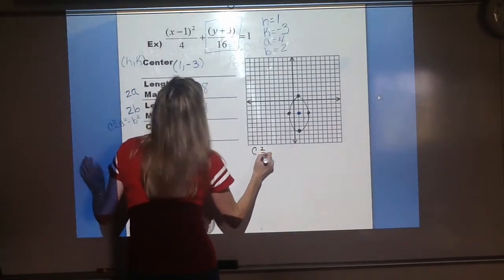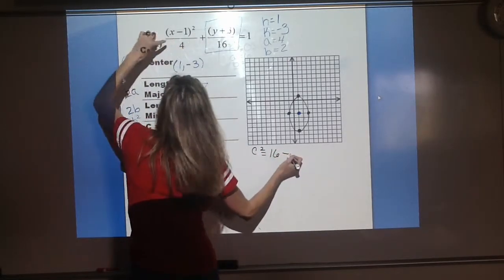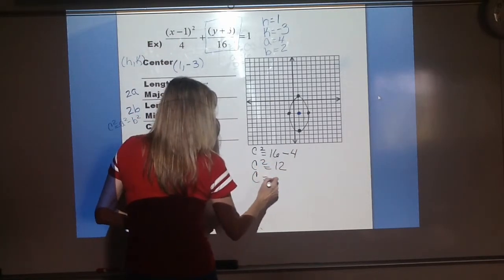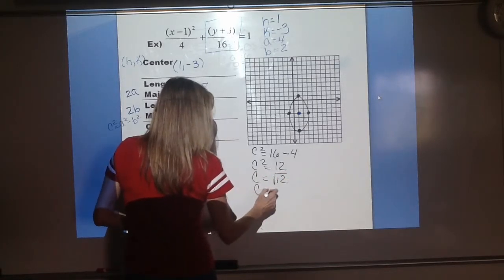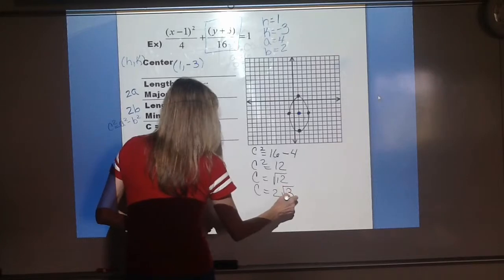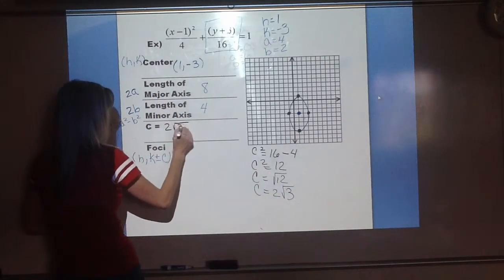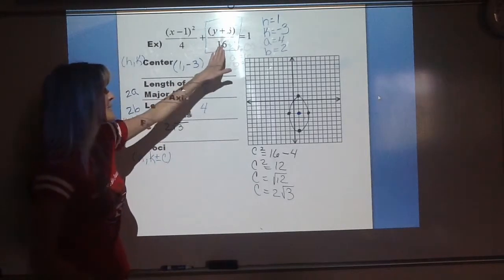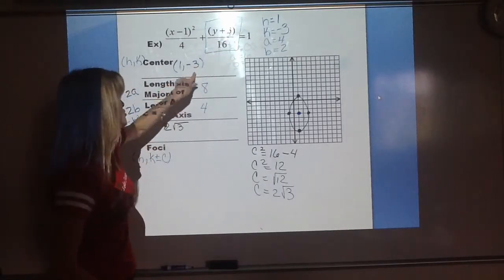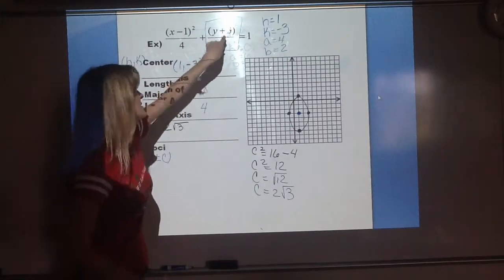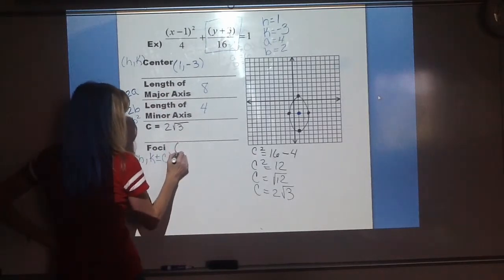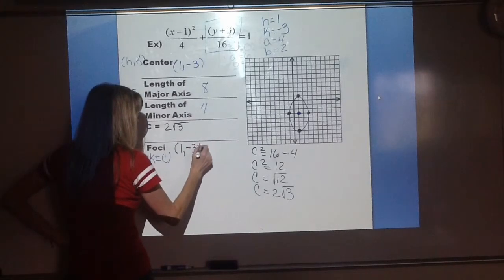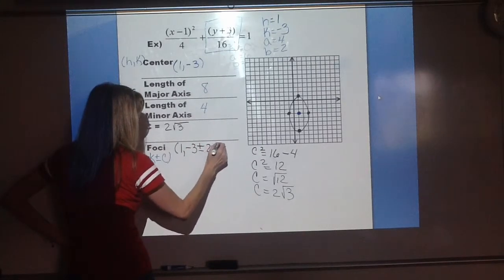Okay, so for my C, I'm going to use this formula. C squared equals A squared, which is 16, minus B squared, which is 4. So C squared equals 12. C equals the square root of 12, so C equals 2 square roots of 3. My C is always added and subtracted from wherever my major axis is, right here. So I'm adding and subtracting from the negative 3, because that's where my major axis is. So my foci is going to be 1, because the 1 didn't change, and then negative 3 plus or minus 2 square roots of 3.